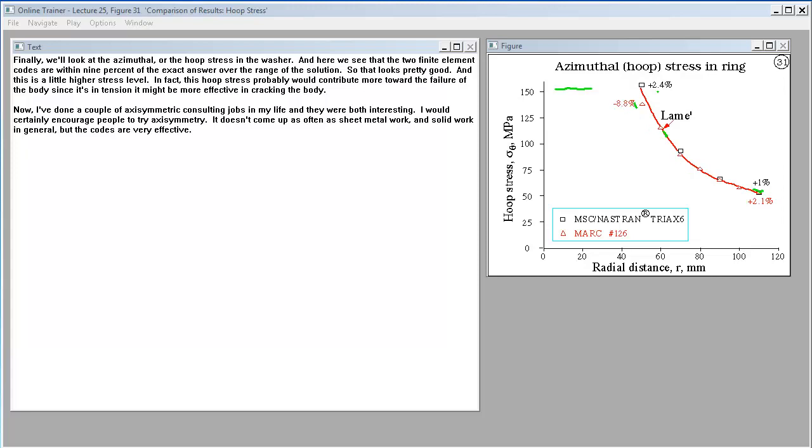Now, I've done a couple of axisymmetric consulting jobs in my life, and they were both interesting. I would certainly encourage people to try axisymmetry. It doesn't come up as often as sheet metal work and solid work in general, but the codes are very effective.